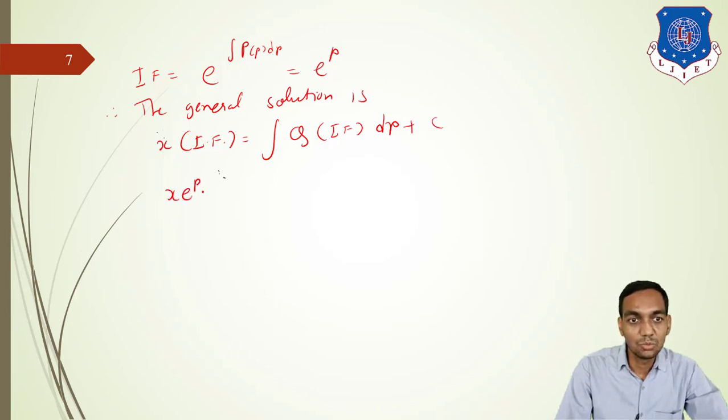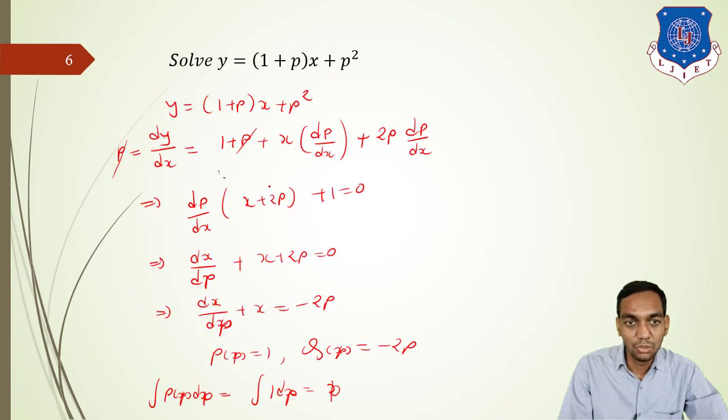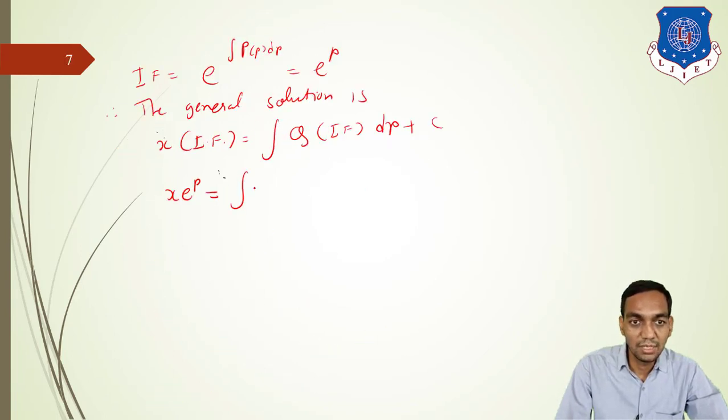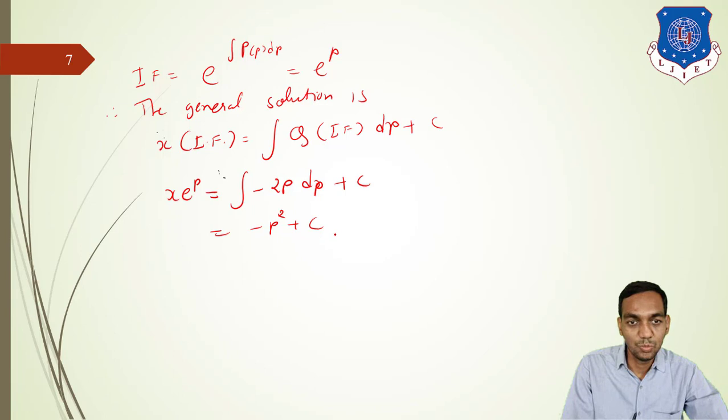So x into e raised to p is equal to integration, your Q is nothing but minus 2p, so minus 2p dp plus c. So the integration of this one is minus p square plus c. And see, from this equation you cannot find the value of p in the form of x and c. So x will be minus p square e raised to minus p plus c e raised to minus p. Done? So this is in the form of p.